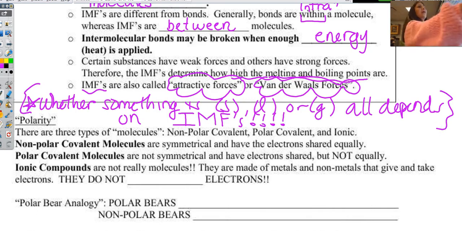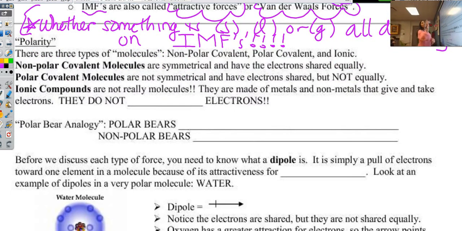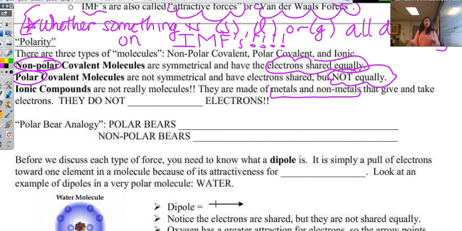Okay, so we already know about polarity. There are 3 types of molecules: nonpolar, polar, and our ionic ones. We know that nonpolar ones share electrons equally. Then we've got polar covalent, where electrons are shared, but not equally. And ionics are not really molecules, right? They're either ionic or molecular. These are typically made of metals and nonmetals, or we can say cations with a positive charge and anions with a negative charge. They give and take electrons, so they do not share. There is no sharing of the electrons.